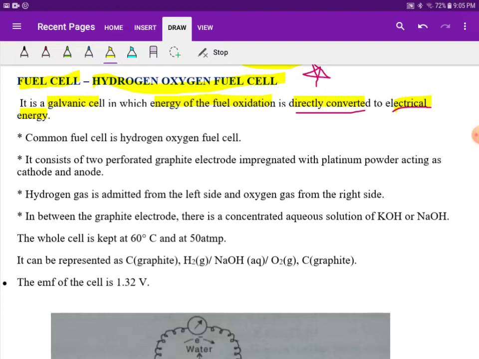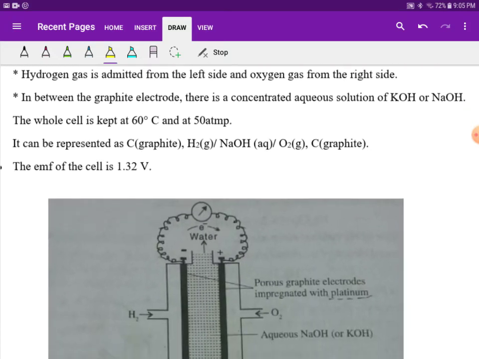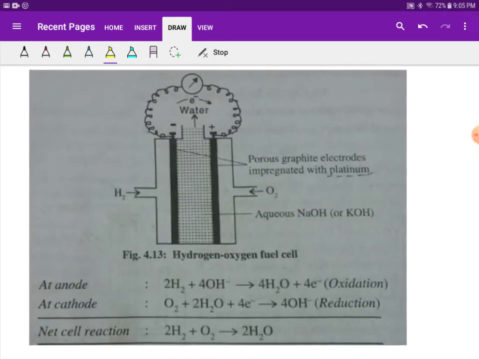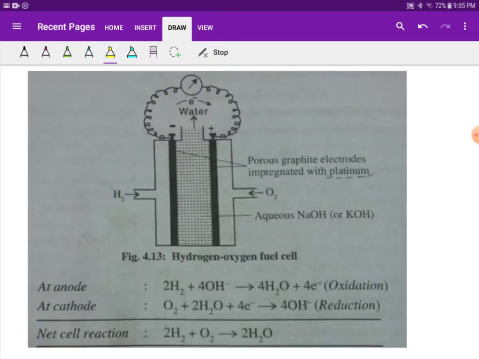The description is, it consists of two graphite electrodes which are porous and impregnated with powdered platinum inside it. Okay, two porous graphite electrodes impregnated with a fine platinum powder.